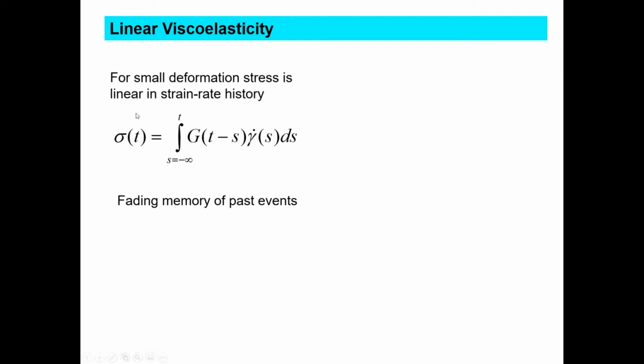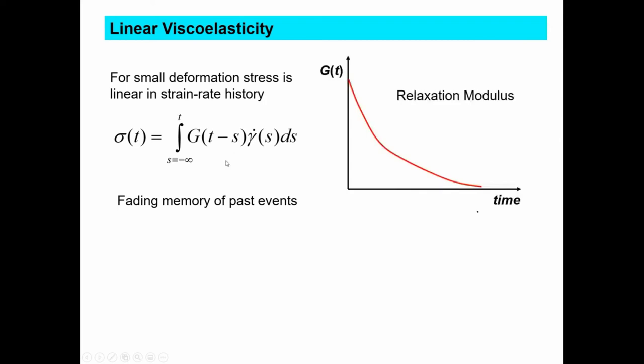And so now you can think about the stress as being not directly proportional just to the current shear rate, but to the shear rate over a time history. And so you have to have this memory function here, which is called the relaxation modulus.